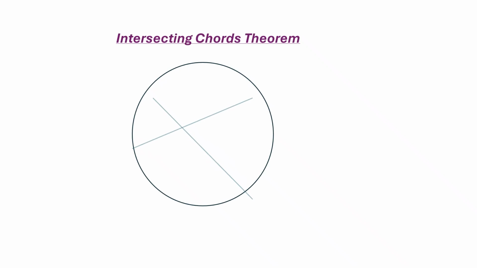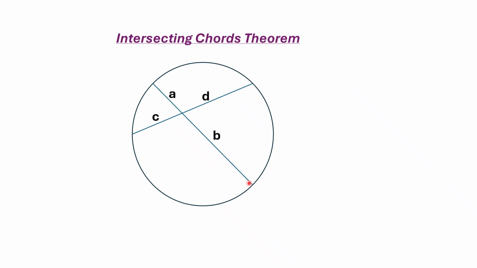If we have such a circle and there are two lines intersecting inside the circle, these are called chords. Now, let's assume this part is A, this part is B, this part here is C, and this part is D. So the theorem says A times B is equal to C times D. But let's wait for that.